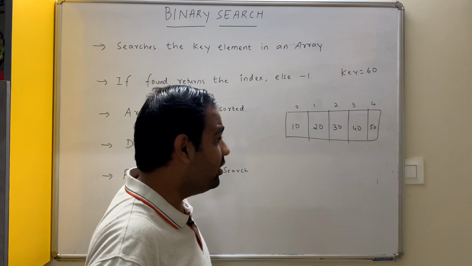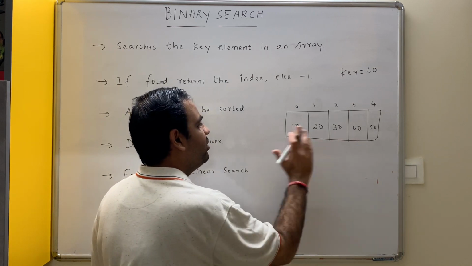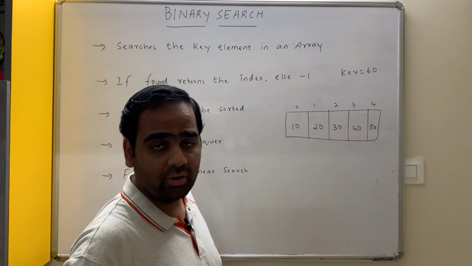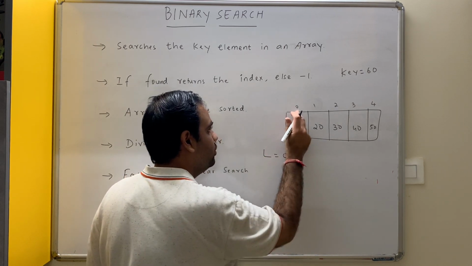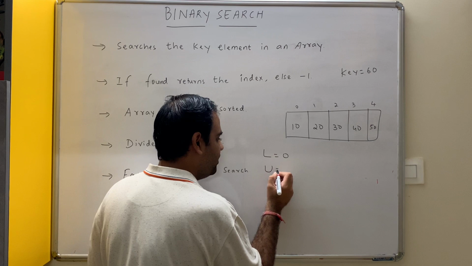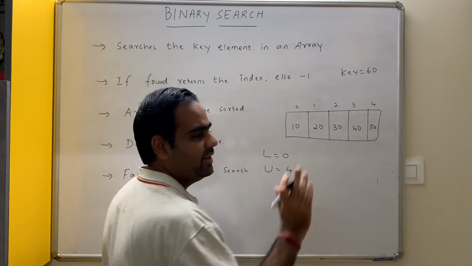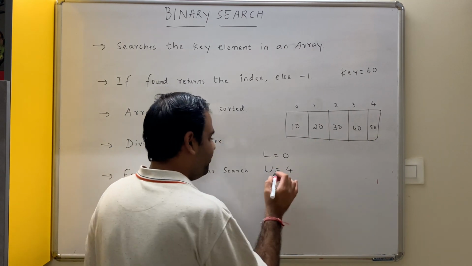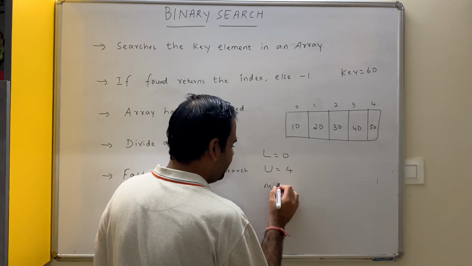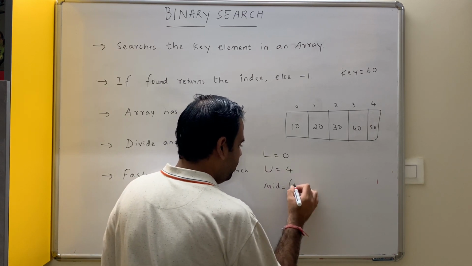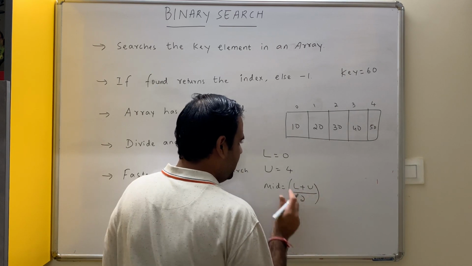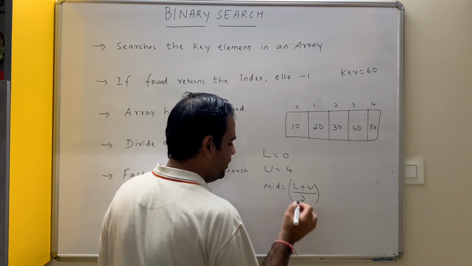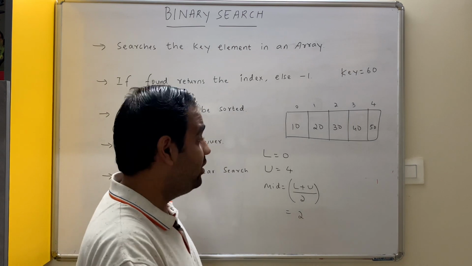Now what is the first thing we do? We search 60 in the complete array because I don't know where it is. Hence, what is the lower limit to start with? It is 0. And what is the upper limit to start with? It is 4 or n minus 1, which is 4. Now, the first step of the procedure is to find the midpoint. What is the midpoint? Lower limit plus the upper limit whole divided by 2, and you replace it: 0 plus 4 by 2 is 2. Hence, the midpoint will become 2.